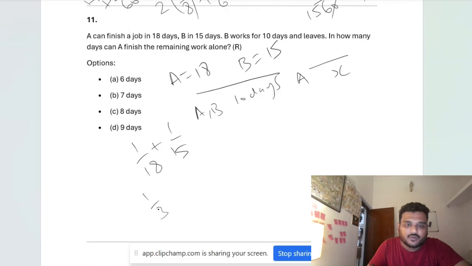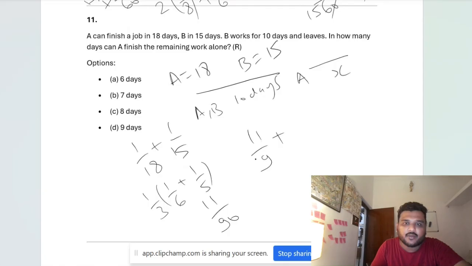Let's take this. This is 30, so 90. So 11 by 90 is what they do in one day, and in 10 days they would have done 11 by 9 work. Correct? 11 by 90, so in 10 days they would have done 11 upon 9 work, but this is more than one, so this is not possible. B works for 10 days, so A and B, it's not saying actually that A and B are working together.